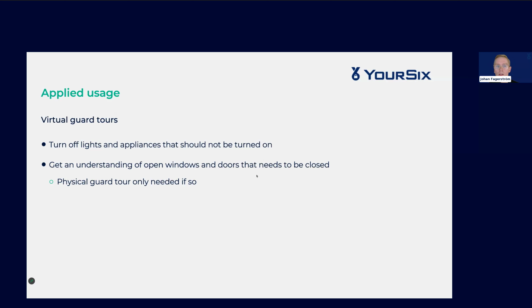Virtual guard tours. Turning off lights and appliances that should not be turned on, another obvious use case. And if you don't want to do output peripherals in that sense, you can get an understanding of windows and doors that need to be opened with simple input peripherals. And thus you can perform a physical guard tour only if needed to do so. You don't have to do physical guard tours to check if windows and doors are open anymore. You can simply enroll them into YourSixOS and perform the physical guard tour only if needed.